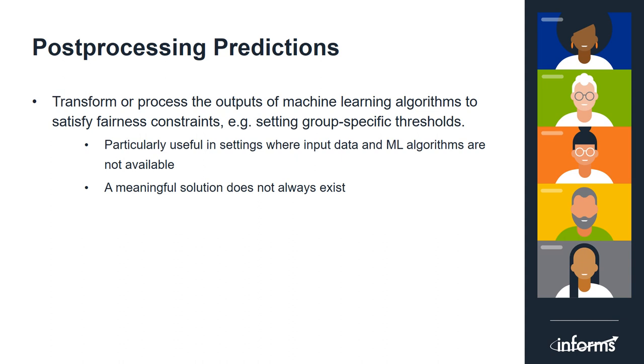Although this approach is simple and intuitive, a meaningful solution does not always exist. For instance, if we aim to achieve equalized odds, we may not have a feasible solution when prediction accuracy differs too much for different demographic groups, or the only feasible solution may not be sensible.